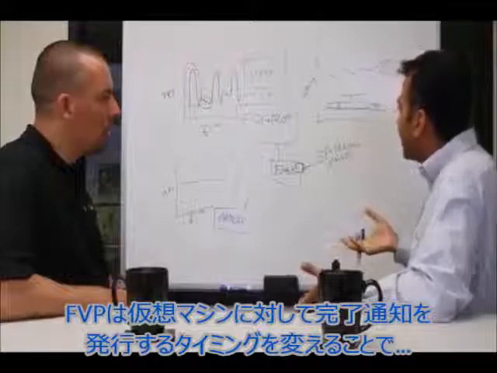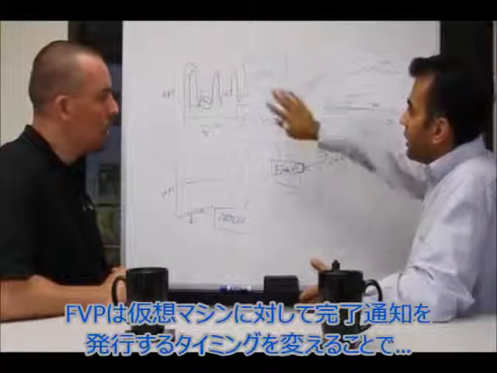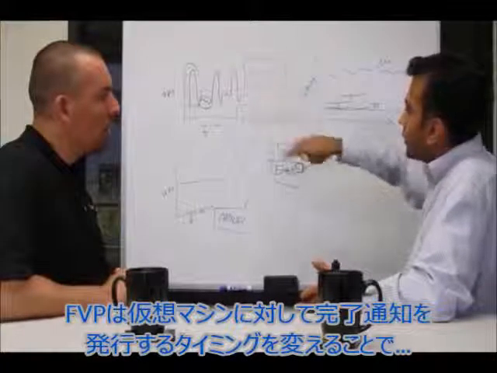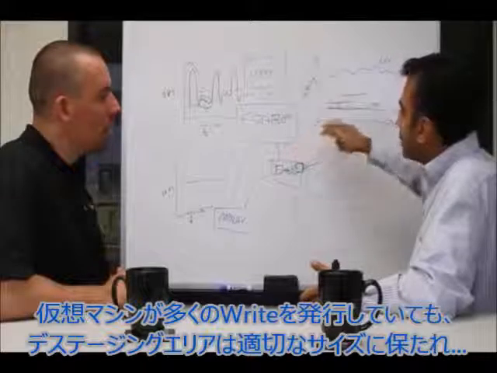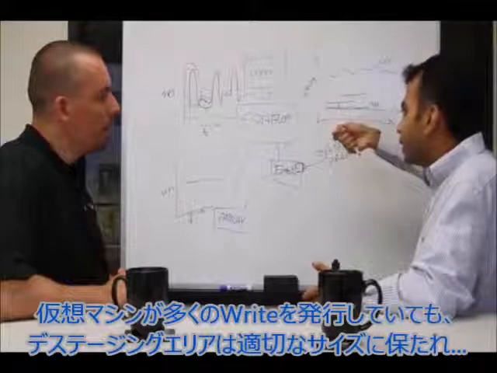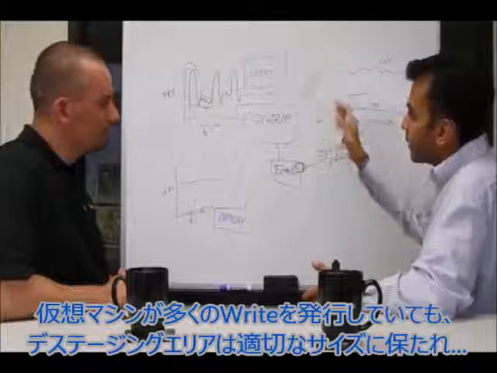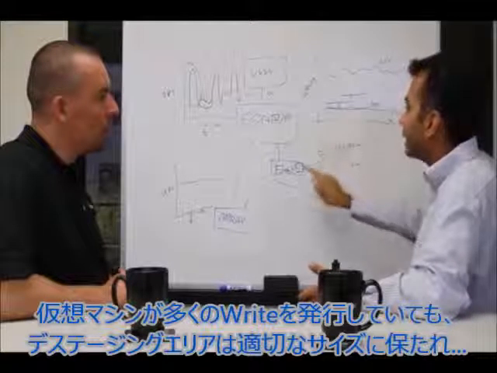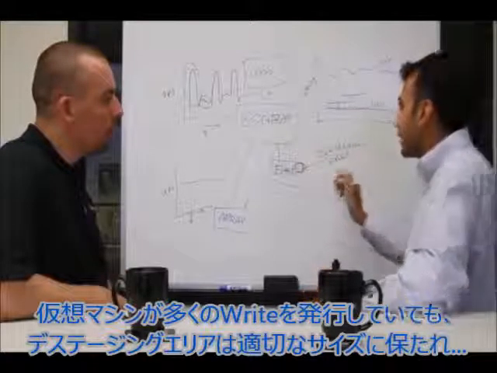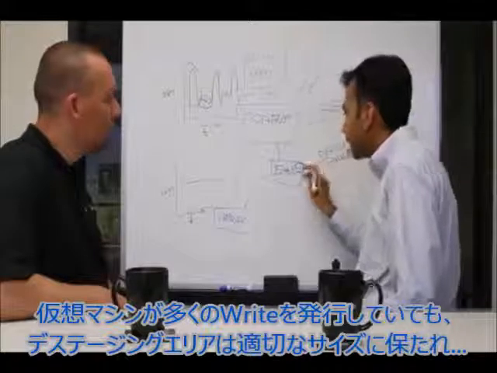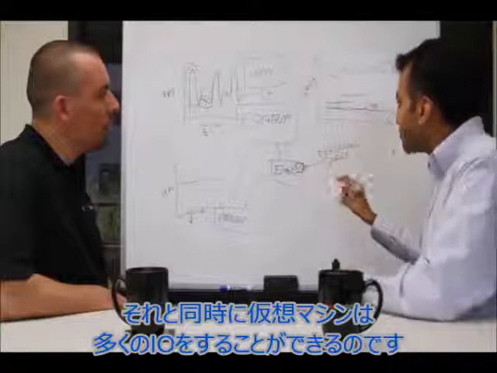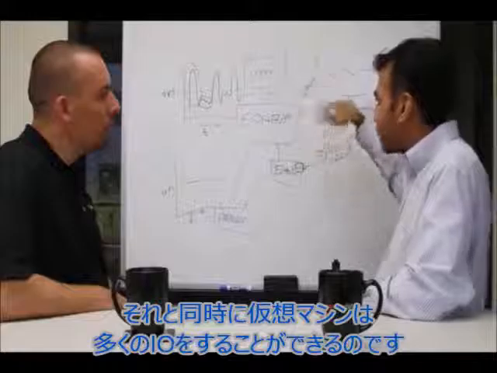The net effect is that eventually you don't have to do much as you are presenting a write workload, and FVP will tune the acknowledgement range of writes to the virtual machine such that the destaging area can stay at a reasonable size, and at the same time the virtual machine is able to do more and more writes.